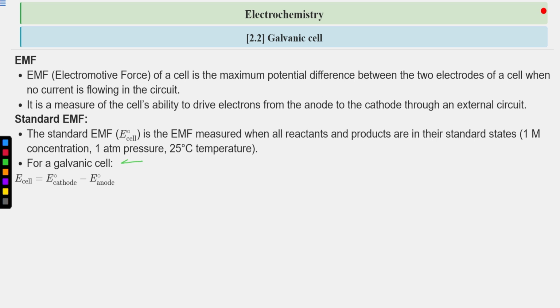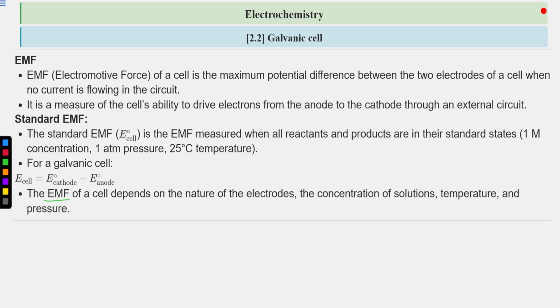For a galvanic cell, E cell, that means the EMF or the potential of the cell, equals the E naught of cathode, the standard EMF of the cathode, minus the standard EMF of the anode. This is the way to find the overall potential difference of the cell.